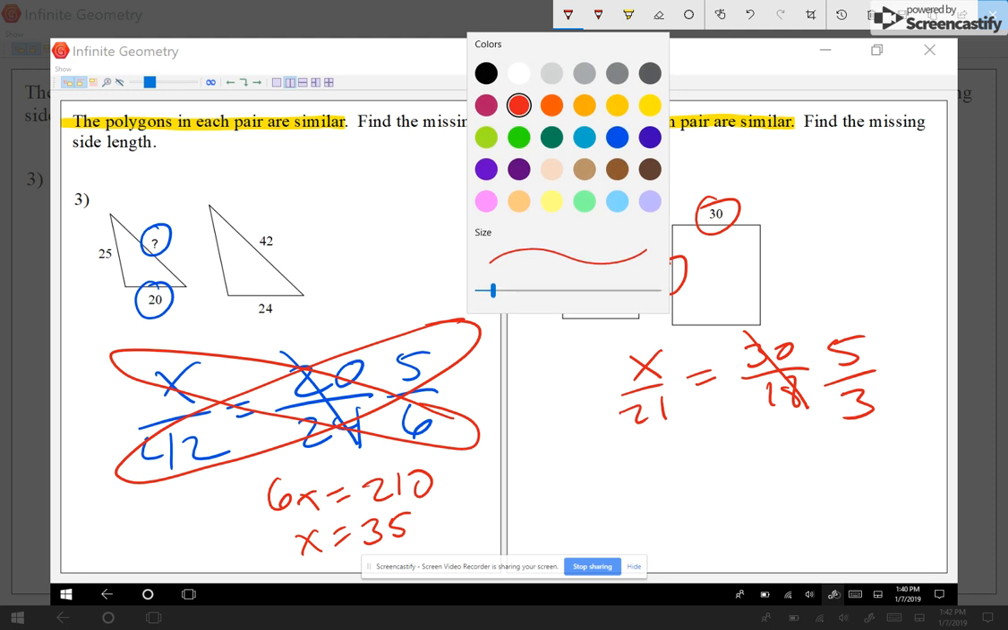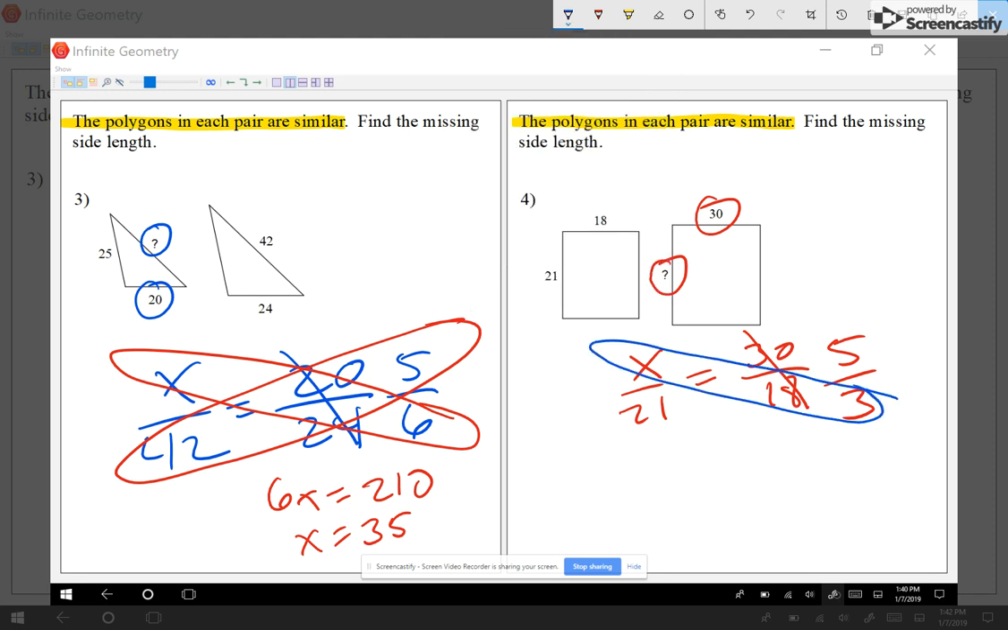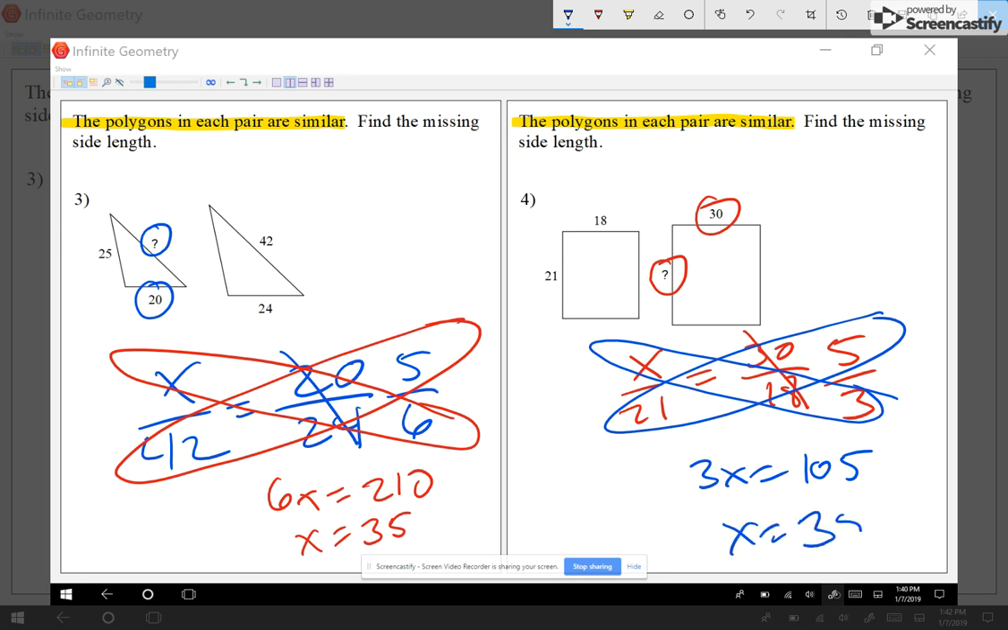So to solve for x, I'm going to cross multiply 3 times x and 21 times 5. Divide both sides by 3. In this case, x is also 35. Any questions on these?